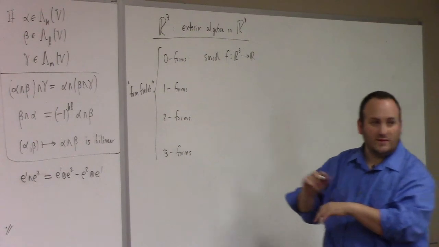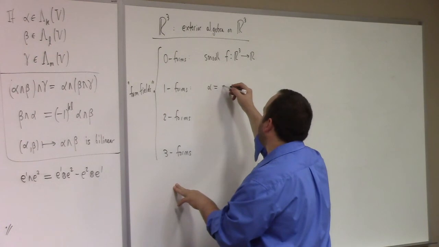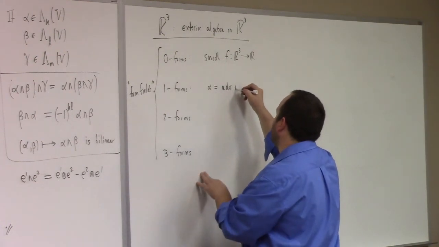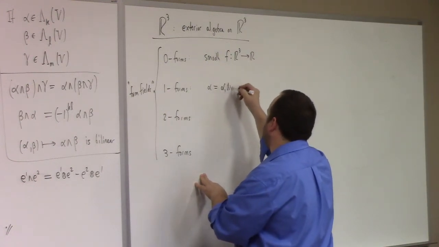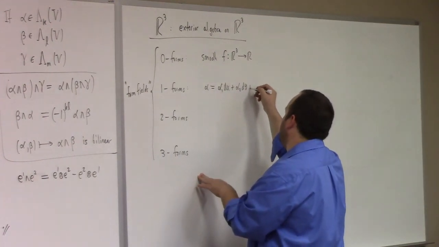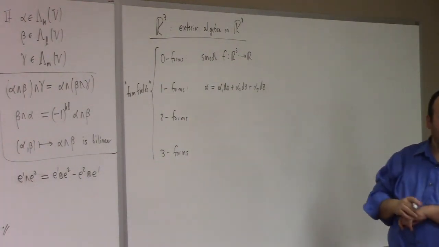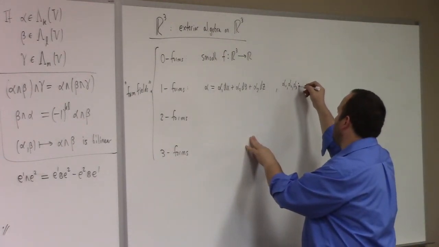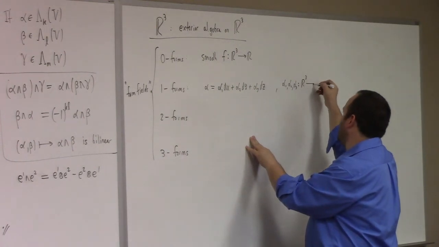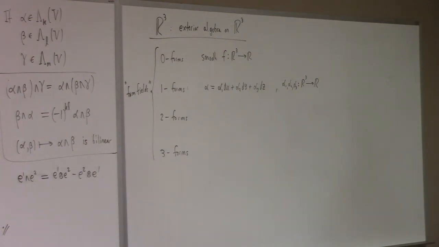One forms. What do one forms look like? A one form would be something like alpha equal to alpha 1 dx plus alpha 2 dy plus alpha 3 dz. That's a one form, where alpha 1, alpha 2, alpha 3 are themselves smooth functions from R3 to R. That's what an arbitrary one form looks like. It's built from these guys.